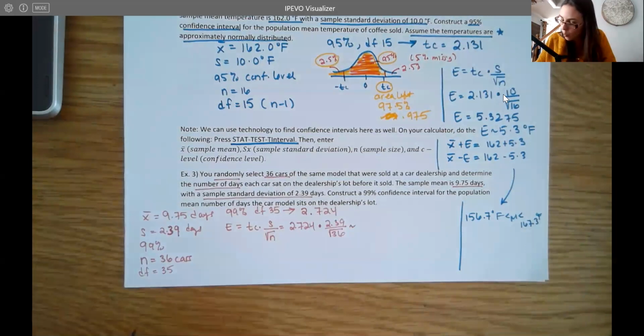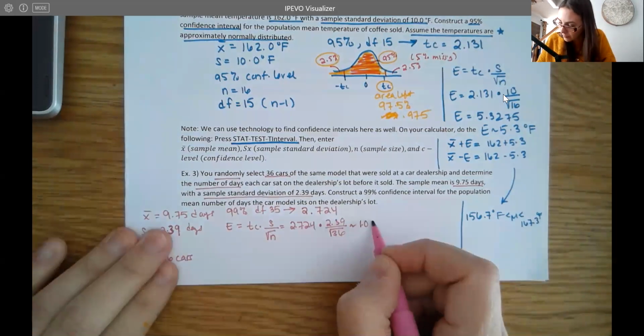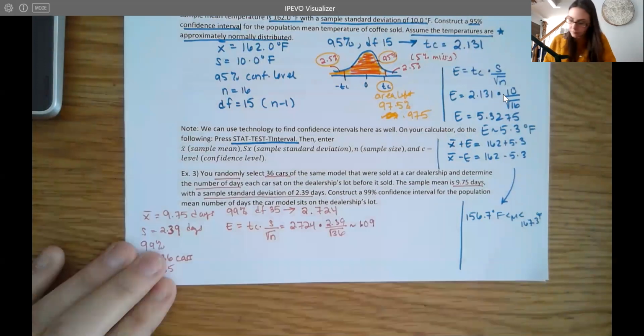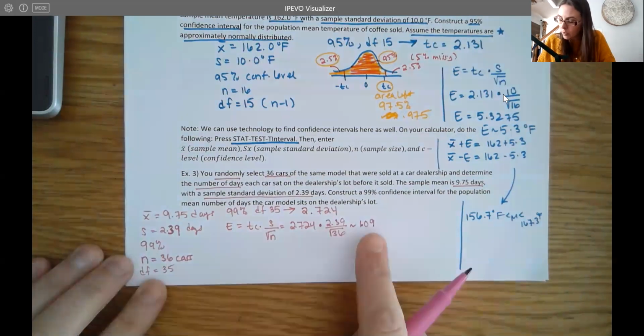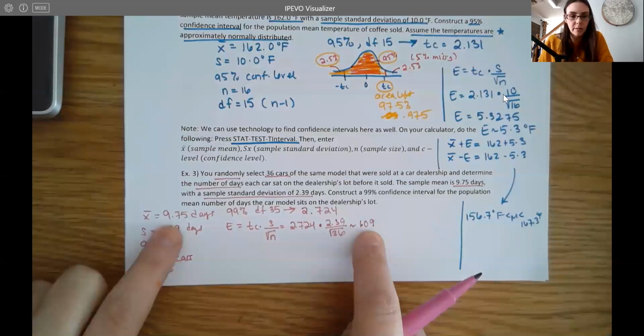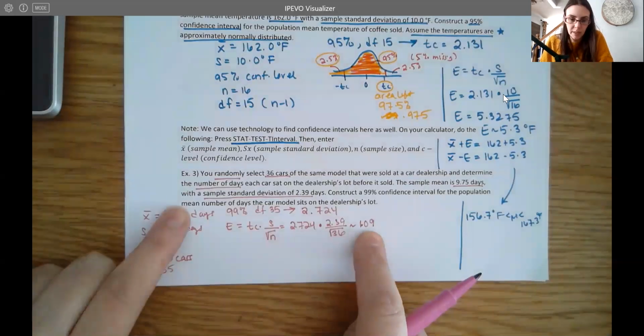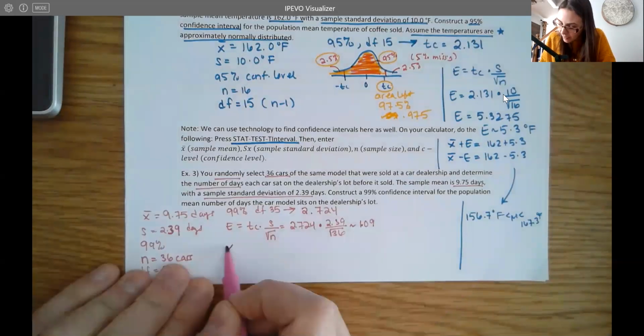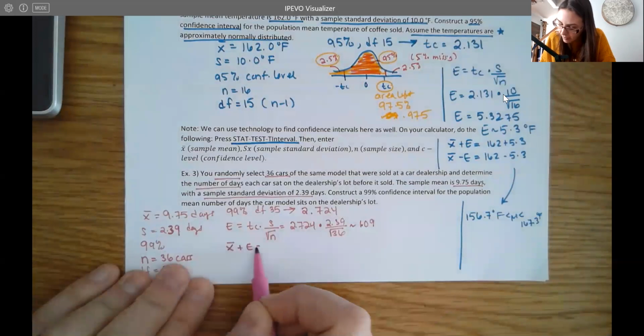We're going to get about 1.09 here. I'm using 2 decimal places because they use 2 decimal places in their other calculations, so we're going to just be consistent there. So then to find the interval, we're going to take that mean and add the error.